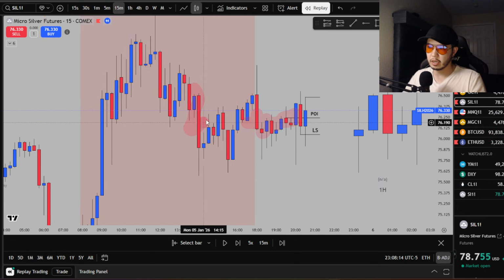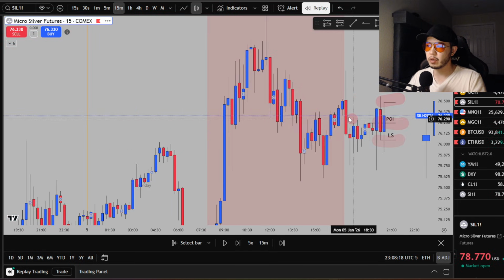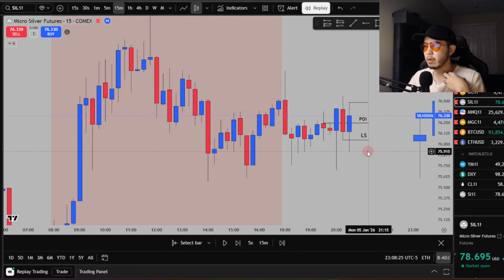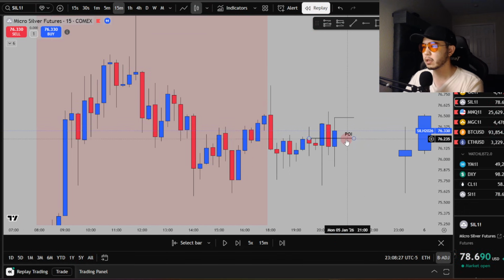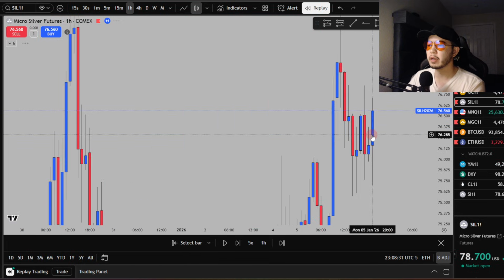Because when you see this choppiness, marking out a certain liquidity sweep, paying attention to the overall higher time frame, that helps out. That's how I understand it. That's how I see it. That's how it became clear for me. Hopefully it becomes clear for you guys as well.